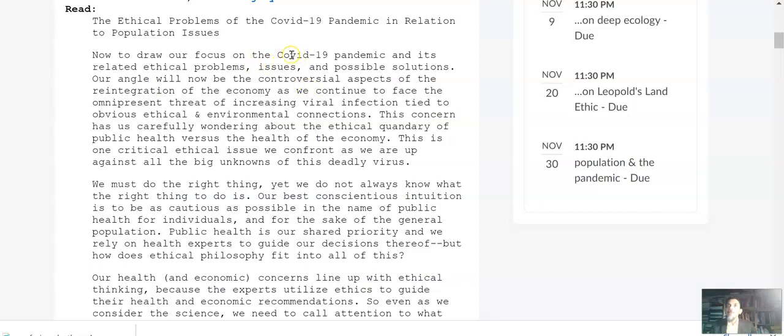So now to draw our focus on the COVID-19 pandemic and its related ethical problems, issues, and possible solutions, our angle will now be the controversial aspects of the reintegration of the economy as we continue to face the omnipresent threat of increasing viral infection tied to obvious ethical and environmental connections. This concern has us carefully wondering about the ethical quandary of public health versus the health of the economy. This is one critical issue we confront as we are up against all the big unknowns and uncertainties of this deadly virus.